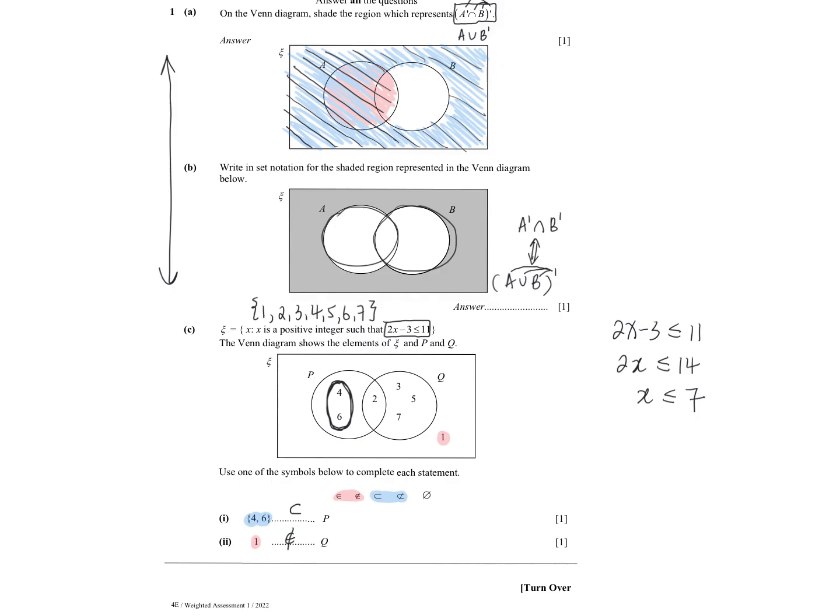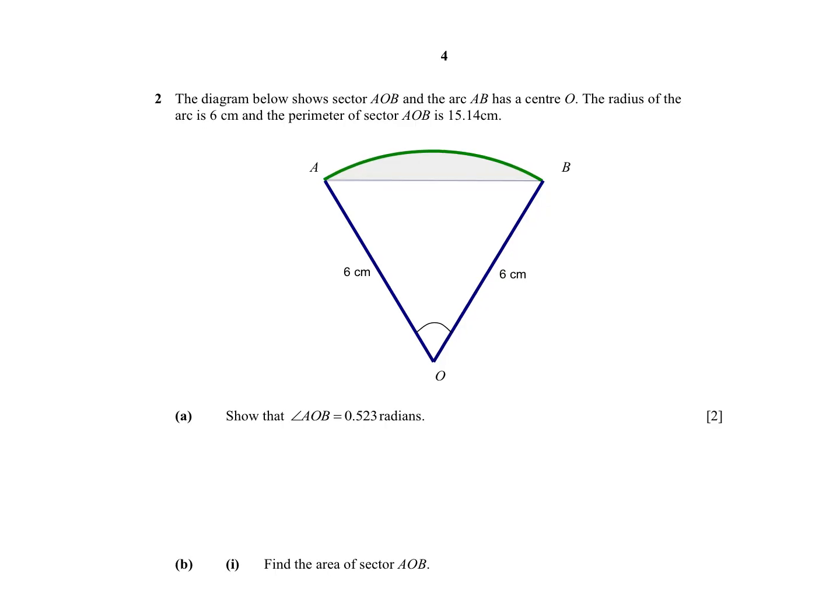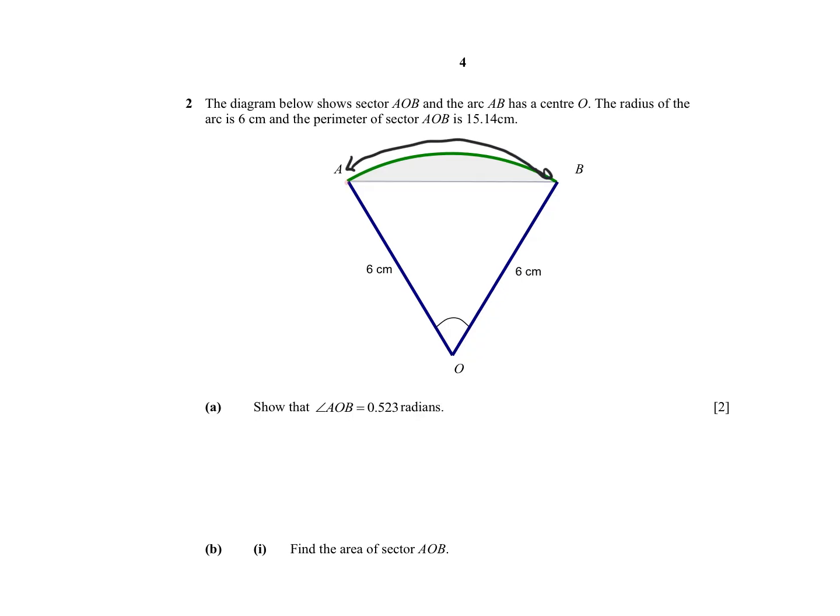Next one, this one. The whole piece, the whole slice of pizza is your sector and it has an arc, the green one, with a center O. The radius is 6 cm. The perimeter is 15.14. So perimeter means you add the arc to the two radius. So here 6 plus 6 plus arc AB must give you 15.14. So you know this is 12.